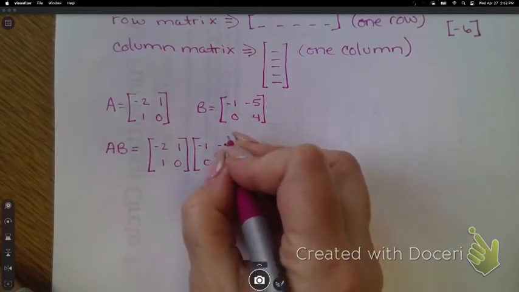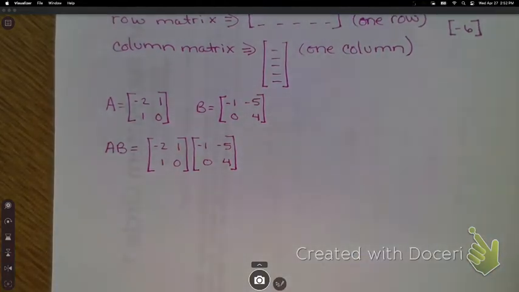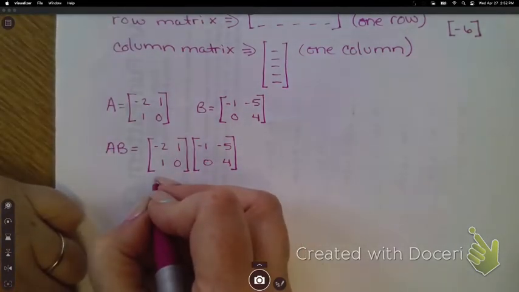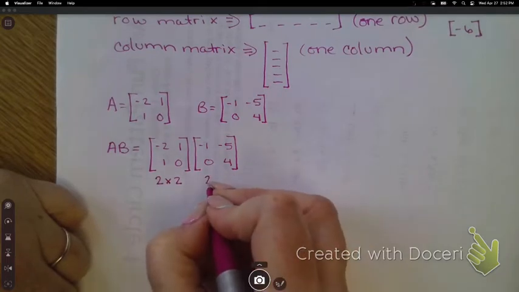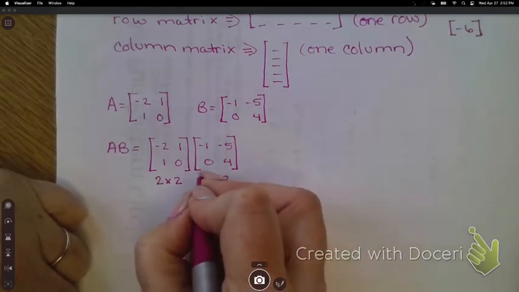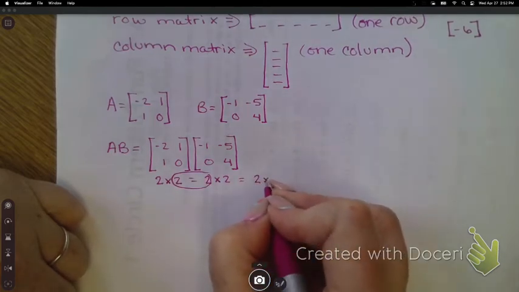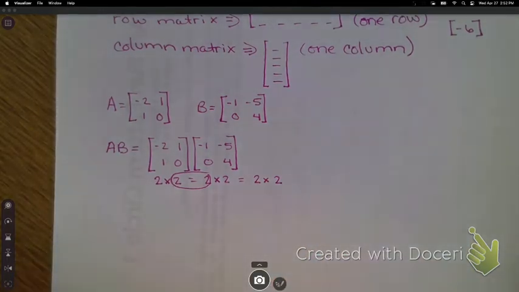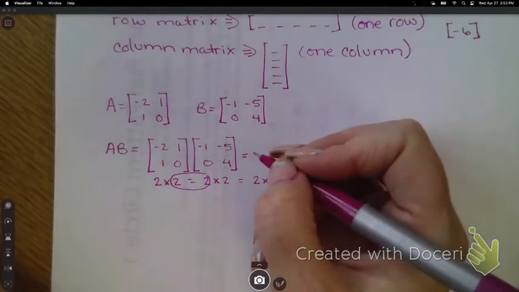I highly suggest you don't squish these in, so you see they are individual numbers. I like to write the dimensions on the bottom. So A is a what by what? 2 by 2. B is a 2 by 2. So these equal each other, so my answer is going to be a 2 by 2. That is good to know, because if you get off on the pattern and you end up with a 3 by 2, you did something wrong. Okay? So this is an operation.